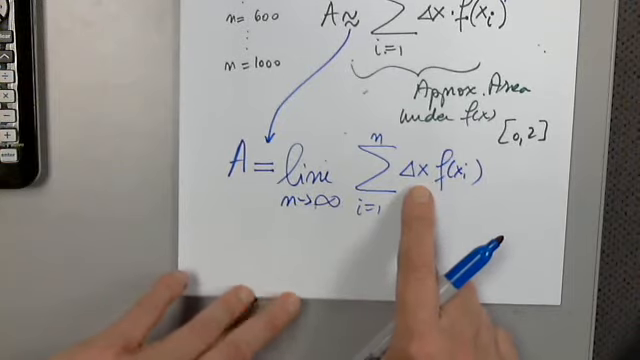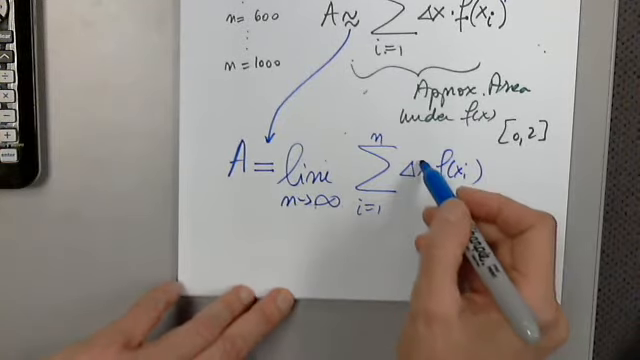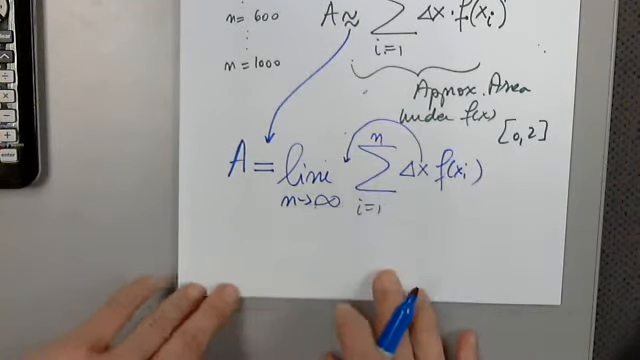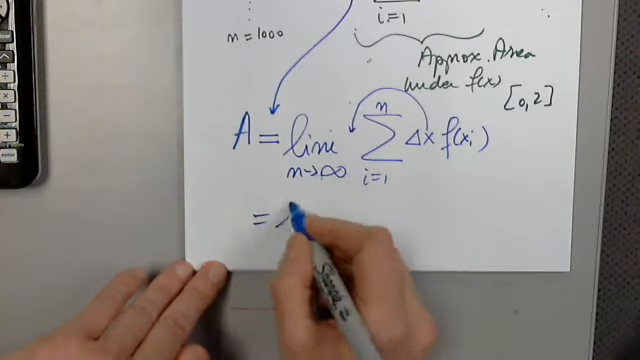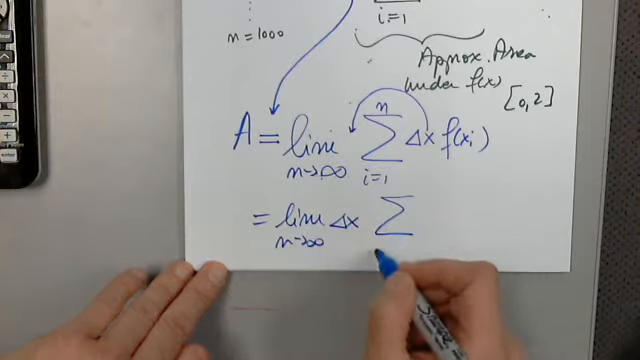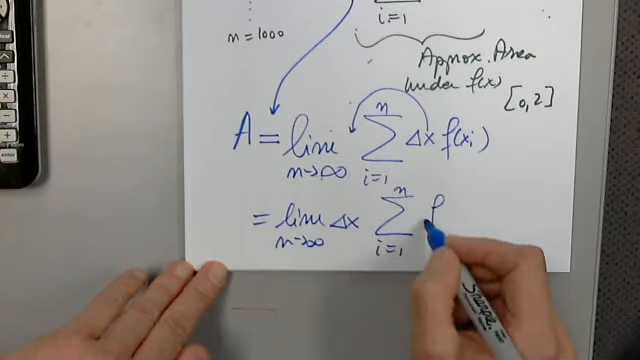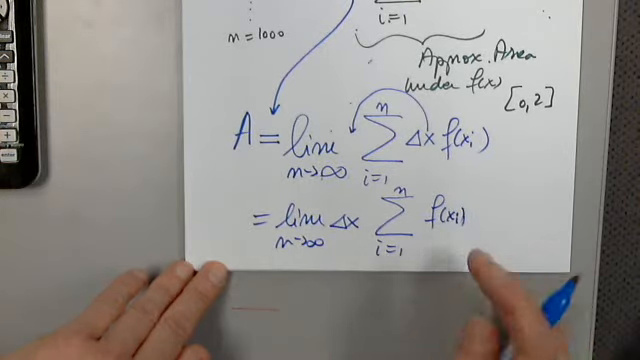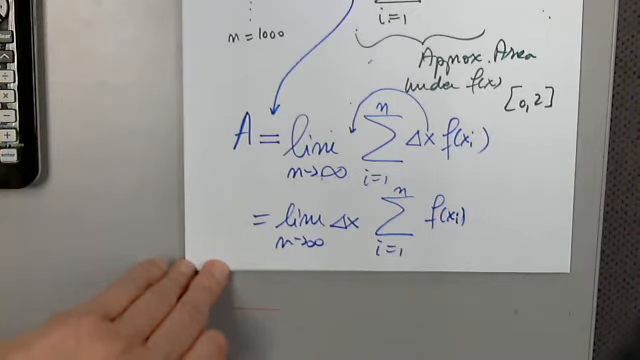And you agree that delta x is b minus a over n, and it can go in front. So I can rewrite this as the limit as n approaches infinity of the sum from i equals 1 through n of delta x times f of xi. Xi being the leftmost point, rightmost point, or midpoint, it doesn't matter anymore.